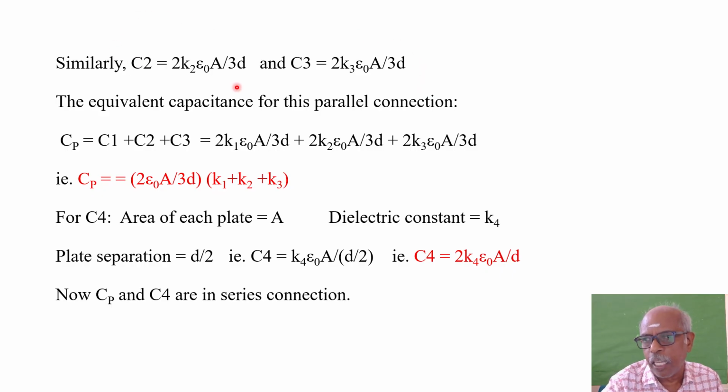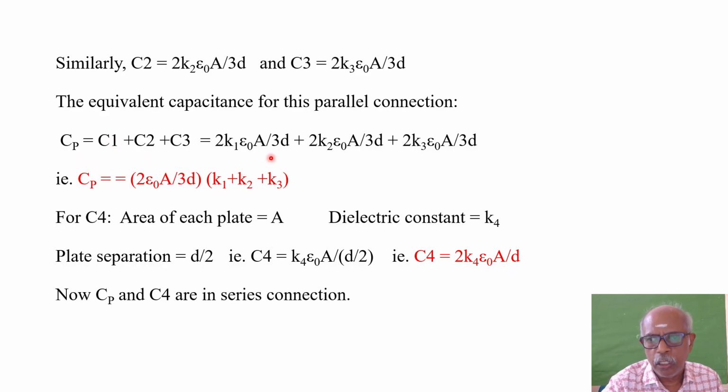So these three capacitors are connected in parallel. As far as capacitors are concerned, for series connection, 1 by C is equal to 1 by C1 plus 1 by C2, is it not? And for parallel connection, Cp is equal to C1 plus C2 plus C3.